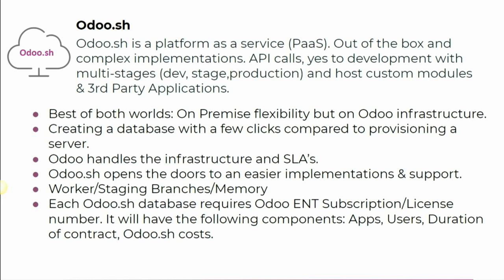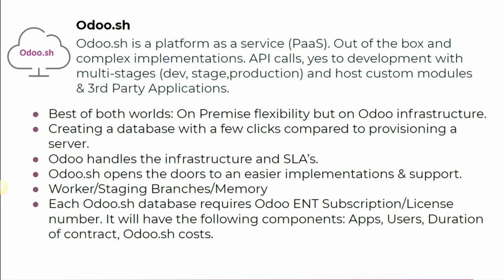So from a commercial standpoint, when you engage, whether it's with a partner or directly with Odoo, and you do want to go the SH route, either the partner or Odoo's sales department will ascertain throughout the discovery process how many users you have and how many applications, and they'll prescribe how many workers and staging branches you will need in memory. Or they'll ask along the way, but those are three components that you have to keep in mind.